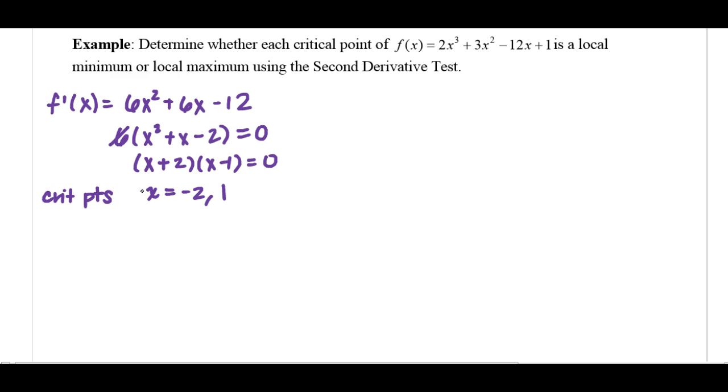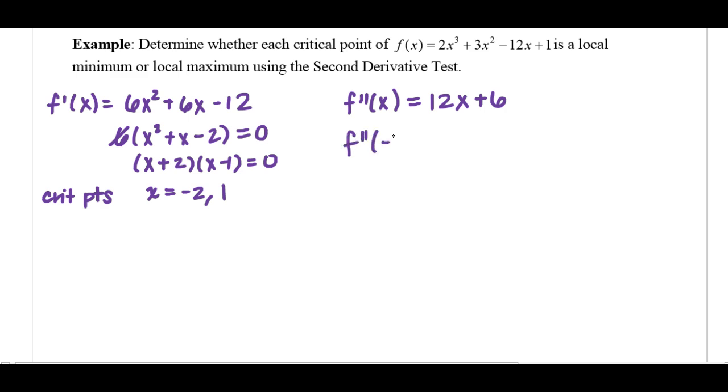Alright, so if we were using the first derivative test to determine if these were local mins or local maxes, I would have to create my number line and my intervals and pick test points. But the second derivative test has us stop when we find the critical points and jump to finding the second derivative. So f double prime of x is 12x plus 6. So I'm taking the derivative of the first derivative. And then what we do is we substitute in our critical points into the second derivative.